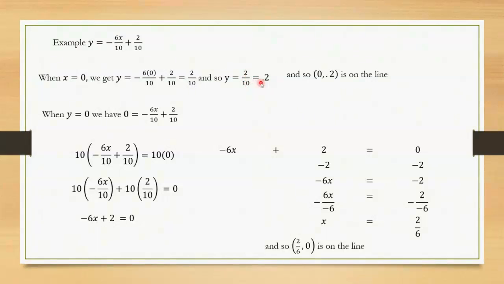I wrote it as a decimal. If you left it as a fraction, that's fine. To be honest, I don't remember why I wrote it as a decimal. Maybe I just did it without thinking. But either way, you get this is on the line. Probably I wrote it as a decimal because when I graphed it, it's going to show the y coordinate as a decimal. But that's okay. You can leave it as a fraction is what I'm saying.